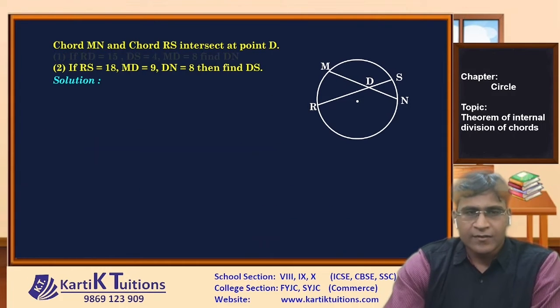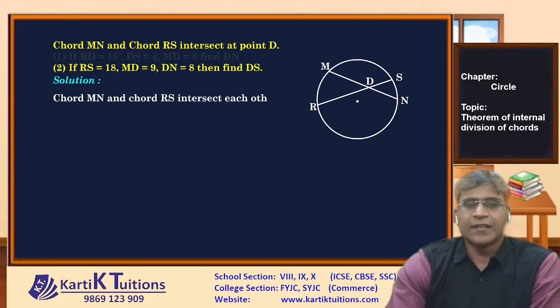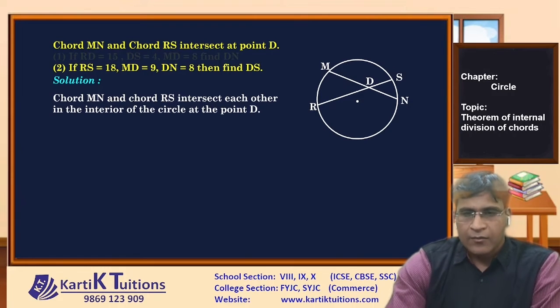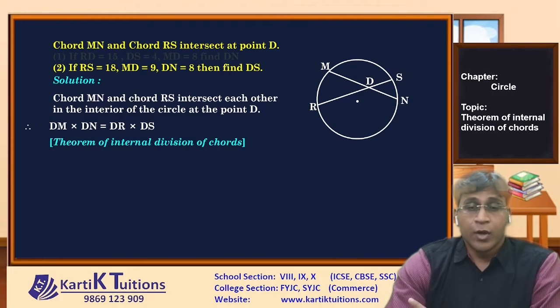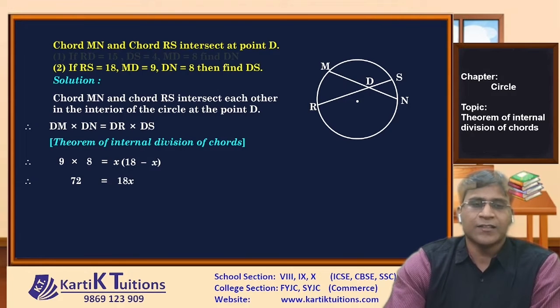Now once we get this, as the chords are intersecting inside the circle, we can apply the theorem of it. So we get DM into DN is equal to DR into DS. This is the same theorem of internal division of chords. Now pay attention, DM is given as 9, so 9 into 8 is equal to DR, what did we get for DR? 18 minus x, and DS is what? X. So 72 is equal to x into the bracket, which gives 18x minus x square.